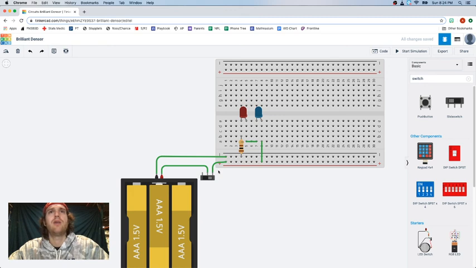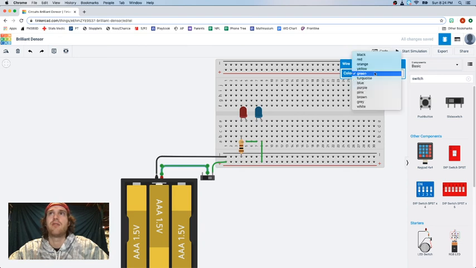Another thing that might be helpful, if you want to keep track, is you can actually color your wires here, so you know that this is the positive side of the circuit, and this is the negative side. You can do that if you so choose.